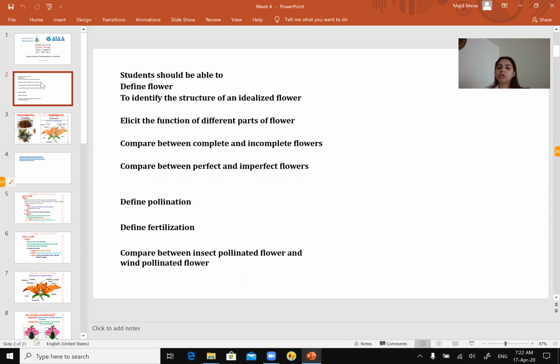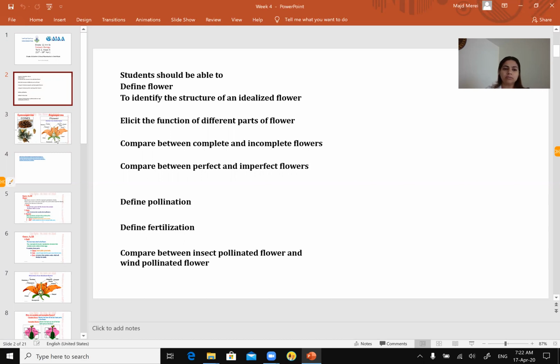Then, as an introduction to sexual reproduction in flowers, the production of seeds, you will learn the meaning of the terms pollination and fertilization. In this session, we are going to compare between insect-pollinated flowers and wind-pollinated flowers, okay? For fertilization, we'll discuss it next week, inshallah.